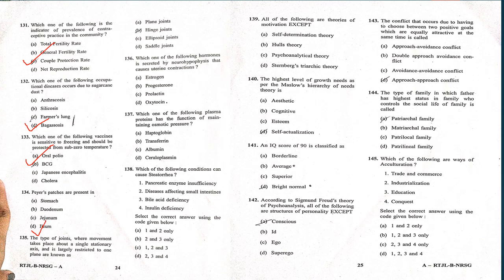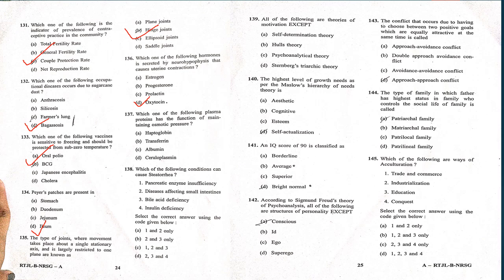Ilium. The type of joint where the movement take place about a single stationary axis and is largely restricted to one plane is known as hinge joint. Which one of the following hormone is secreted by the neurohypophysis that caused uterine contraction? এটা option D. Oxytocin. Which one of the following plasma protein has function?